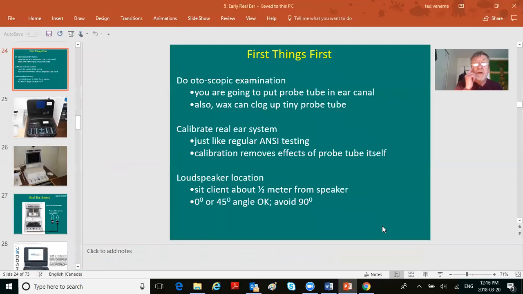All right, here's where we were. You calibrate your system, which removes the effects of the probe tube itself, and you sit your client about a half a yard away from the speaker. 2 feet, something like that.